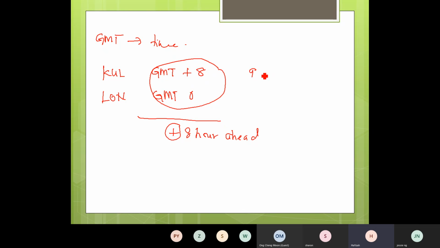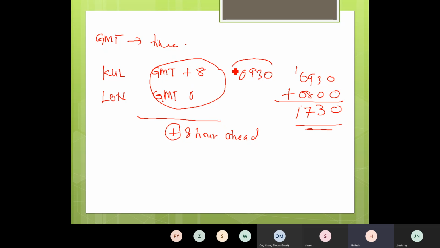For example, now in Malaysia it is 9:30. So how do you know the time in London? You need to plus 8 hours, so you can see that it is 9 plus 8. So now the time in London is 5:30 p.m. Even though this is our time in Malaysia, we are in the morning, but they are in the evening. So this is what you will learn today.